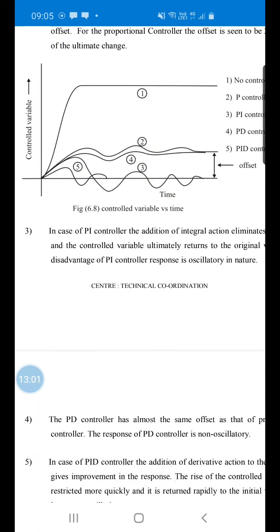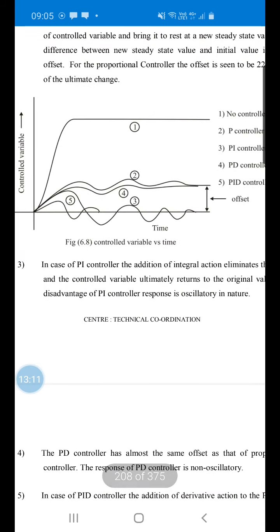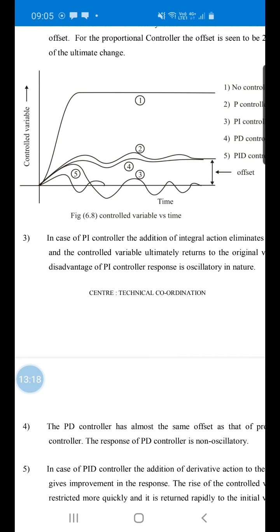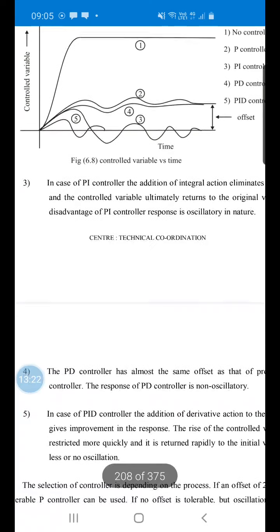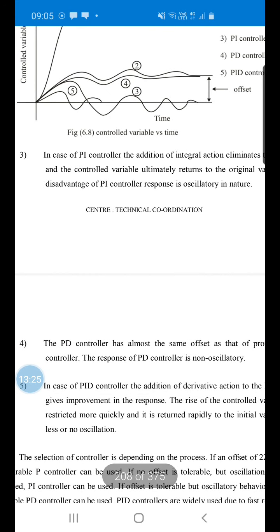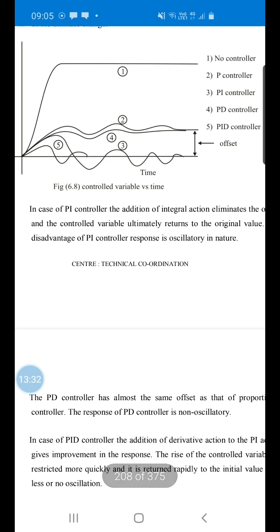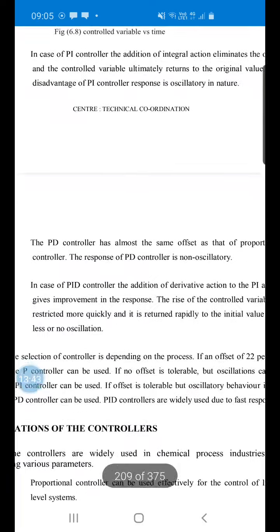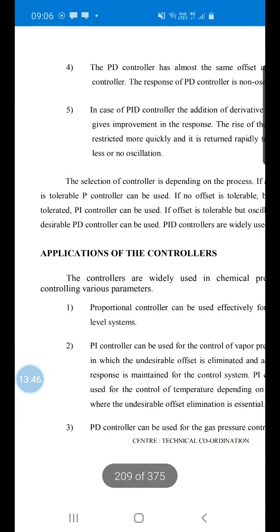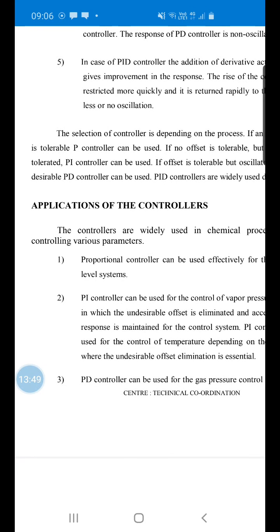So now, if you want to select which controller is suitable for your system, you can consider the following parameters. If the offset of 22% is tolerable, you can use a proportional controller. But if no offset is tolerable, but oscillations are tolerable, you can go for a PI controller. If offset is tolerable, but the oscillatory behavior is not desirable, you can go for a PD controller. And if you want everything to be within limits, then PID controllers are widely used because of their fast response. So this is how various types of controllers can be studied and used in industries.